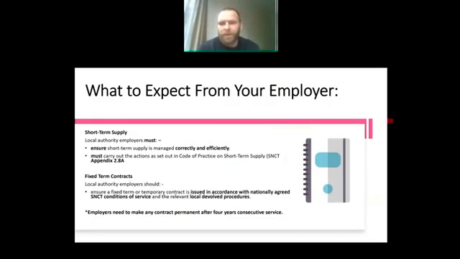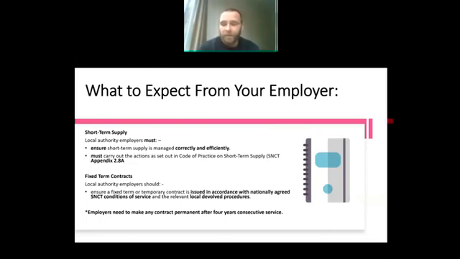Okay, in terms of what to expect from your employer, let's firstly look at short-term supply. The local authority, as an employer, has a responsibility for ensuring that short-term supply is managed both correctly and efficiently. To engage you in short-term supply, your employer must carry out all the actions that are set out in SNCT Appendix 2.8a, the Code of Practice on Short-Term Supply.